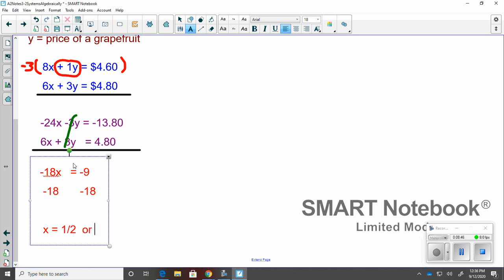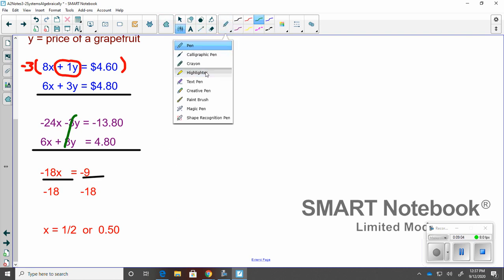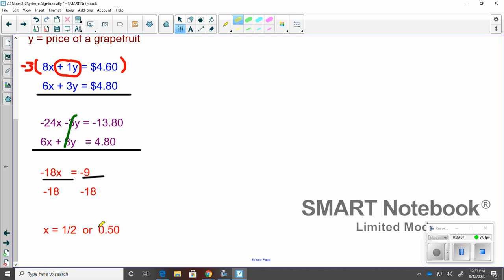Or, since we're talking about prices, it probably would not be a good idea to leave it like that, so I'm going to call it 50 cents, $0.50. Okay, so I currently have my x value. And one thing I really do need to do is make sure that I put the dollar sign here, because we are talking about a price. So technically that's what I need to do there.